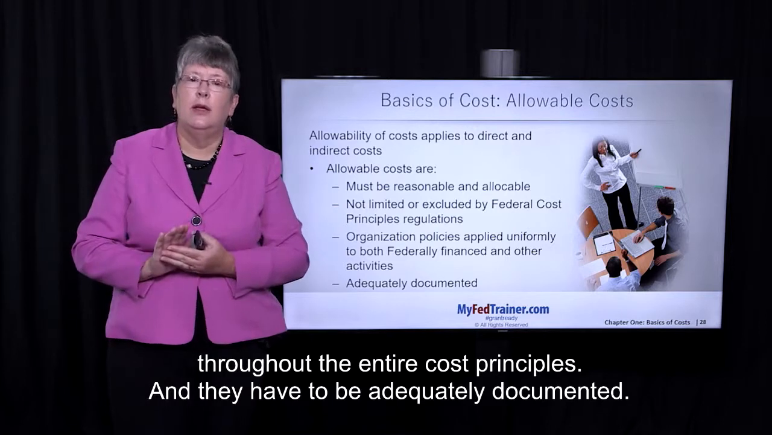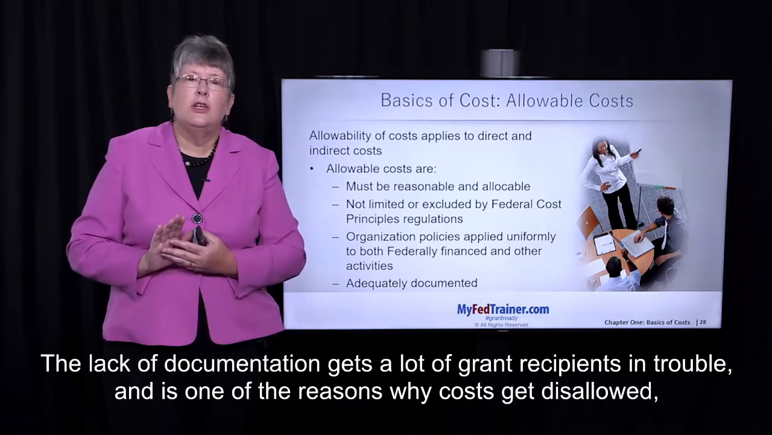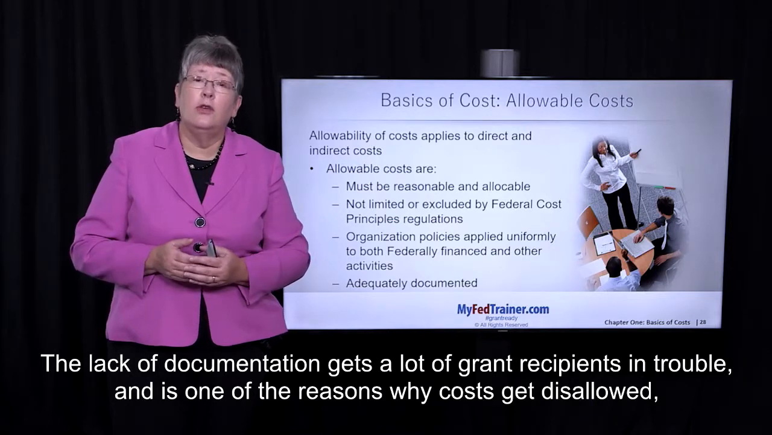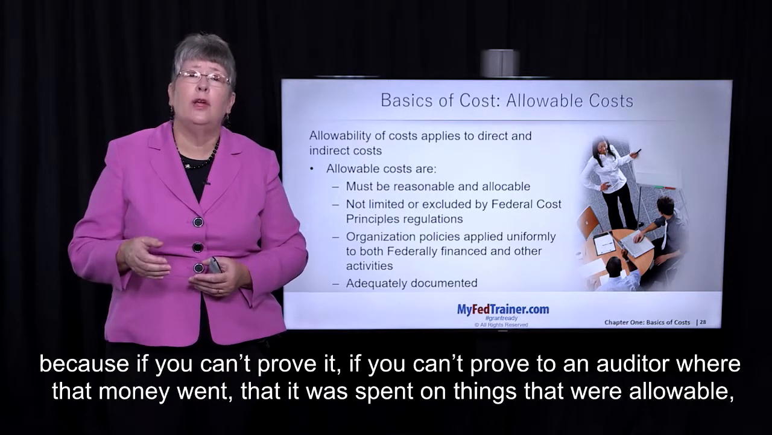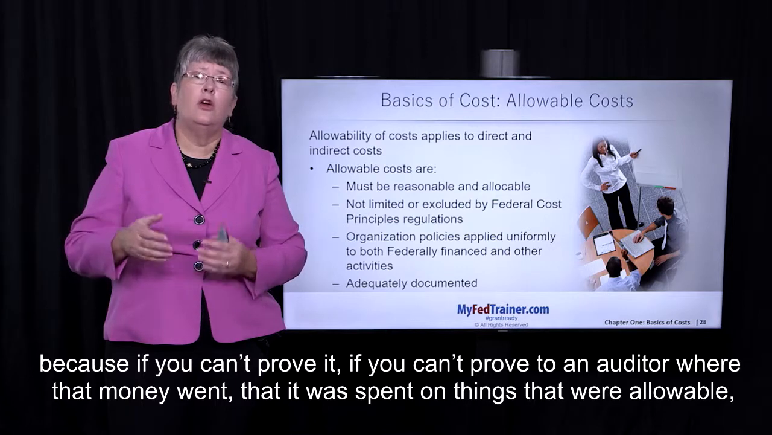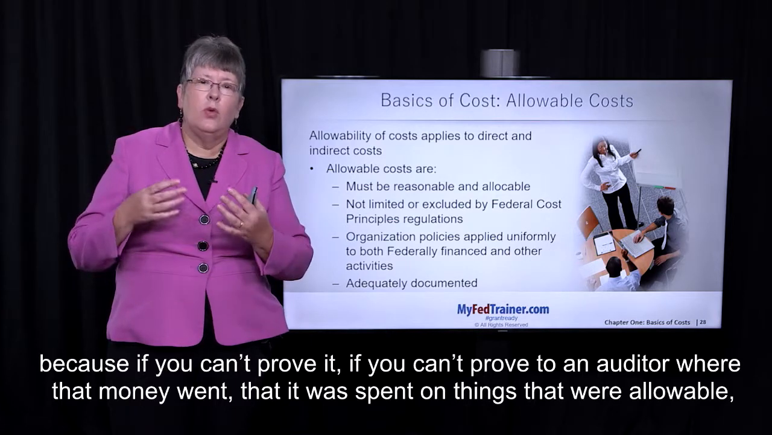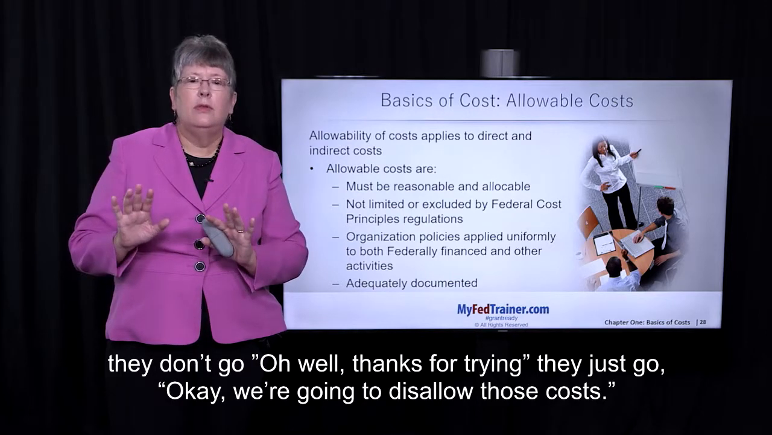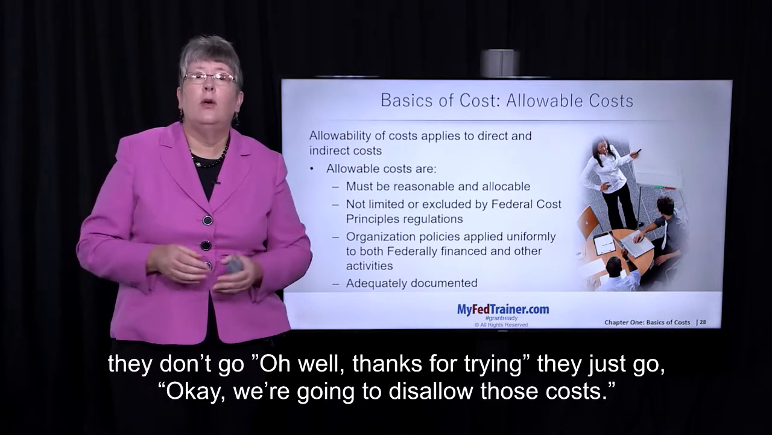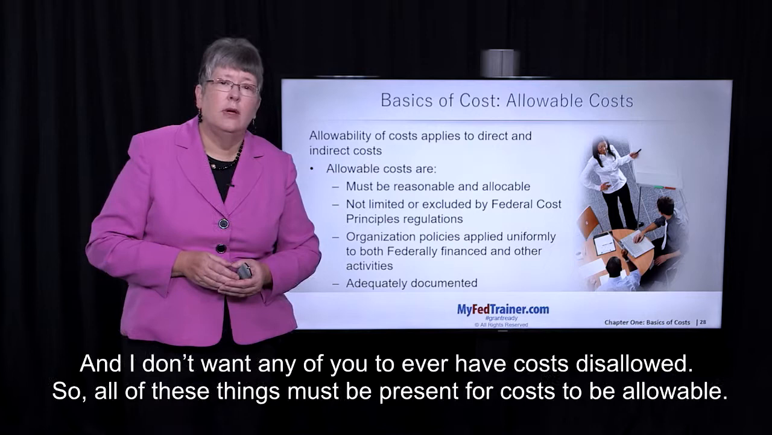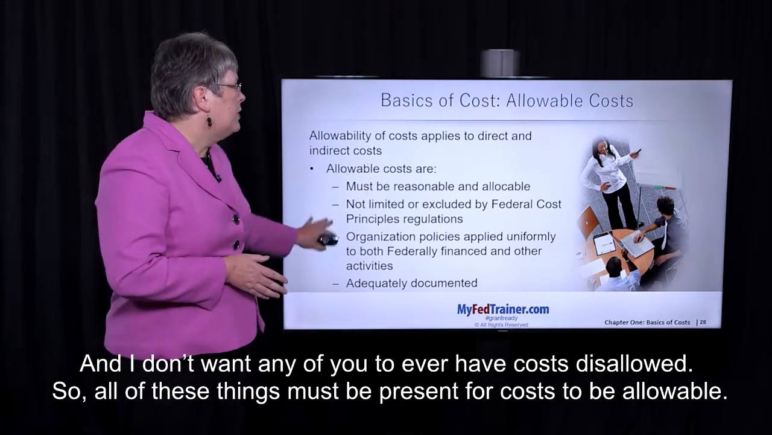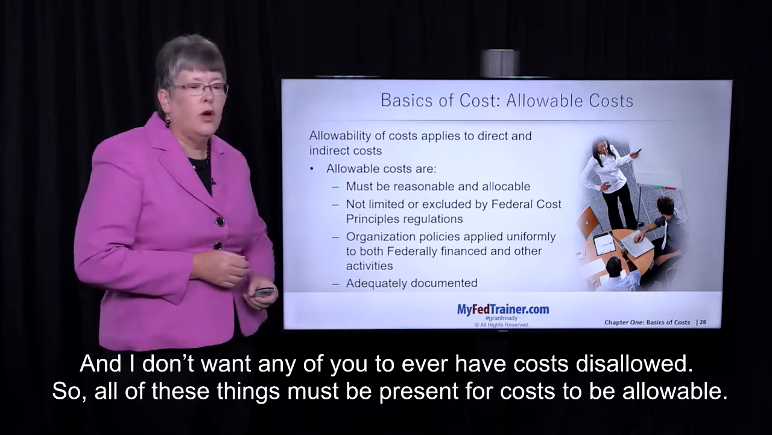adequately documented. The lack of documentation gets a lot of grant recipients in trouble and is one of the reasons why costs get disallowed. Because if you can't prove it, if you can't prove to an auditor where that money went, that it was spent on things that were allowable, they don't go, oh, well, thanks for trying. They just go, okay, we're going to disallow those costs. And I don't want any of you to ever have costs disallowed. So all of these things must be present for costs to be allowable.